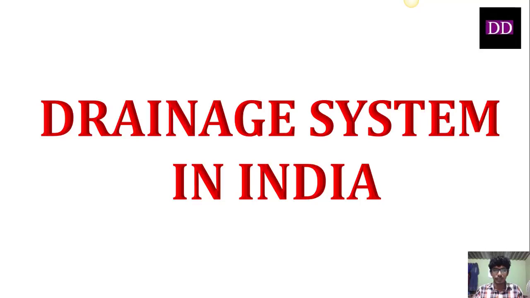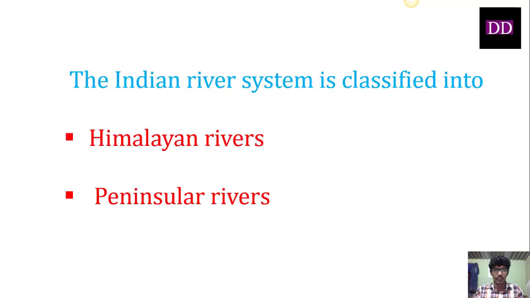Hi friends, in this video I am going to teach you about the drainage system in India. Let's get started. In India there are two river systems. The first one is Himalayan Rivers and the next one is Peninsula Rivers. Okay, let's see one by one.